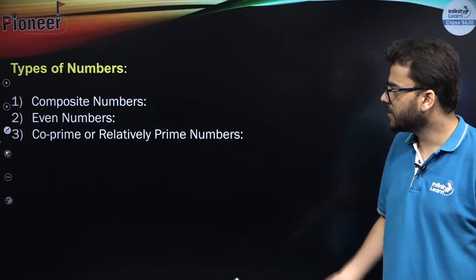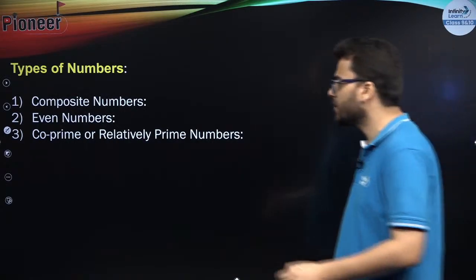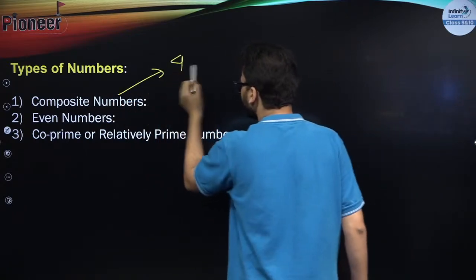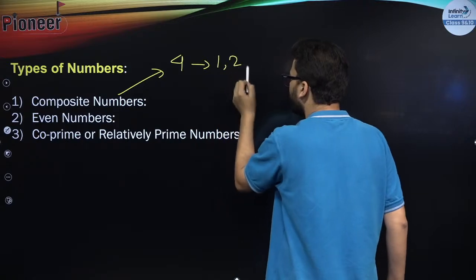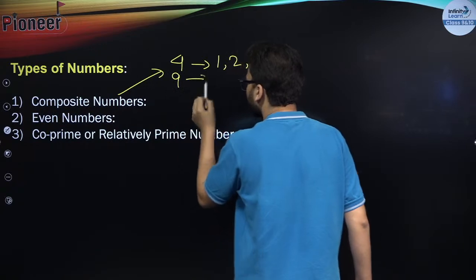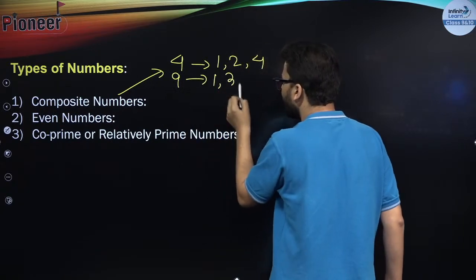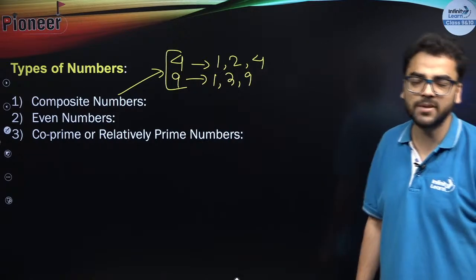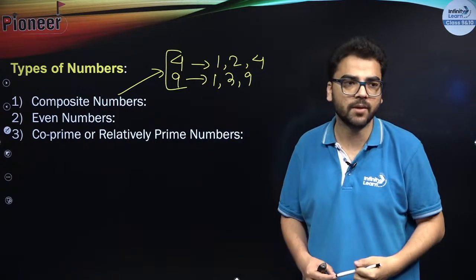Now after prime numbers you have got composite numbers. Numbers having more than 2 factors are called composite numbers. For example, 4 is a composite number because 1, 2 and 4, they are having more than 2 factors. 9 is a composite number because it's having more than 2 factors, right? So numbers having more than 2 factors are called composite numbers. Numbers having only 2 factors are called prime numbers.